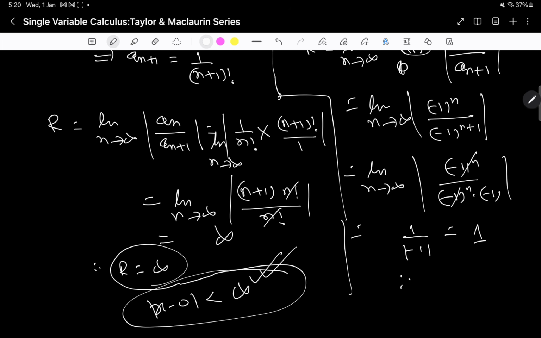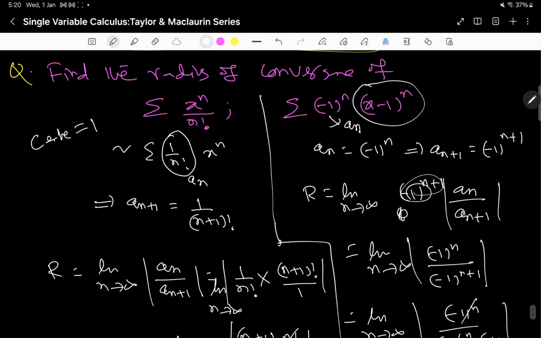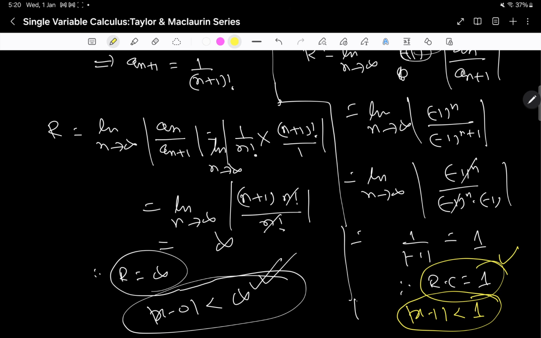So therefore the radius of convergence here is 1. And the center is inbuilt here. It is 1 is the center. Or I can write it here: |x minus 1| is less than 1. So this is the circle of convergence here, and 1 is the radius of convergence, right?